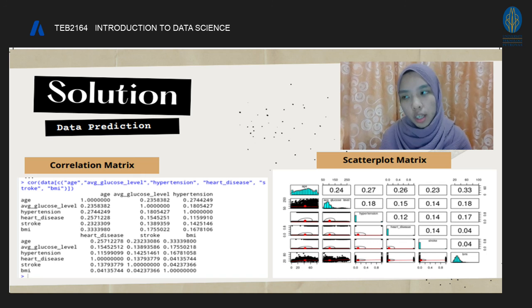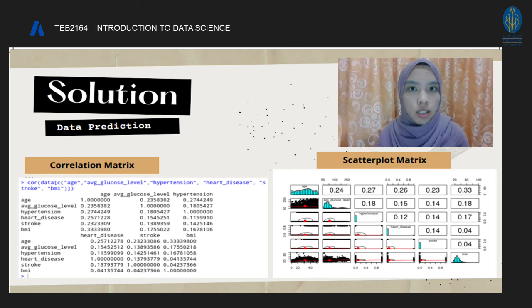And we move to the next solution, which is data prediction. In data prediction, we have two solutions, one is the correlation matrix, and the second one is the scatter plot matrix, as you can see in the slides. That's all from me. We can go to the next person.